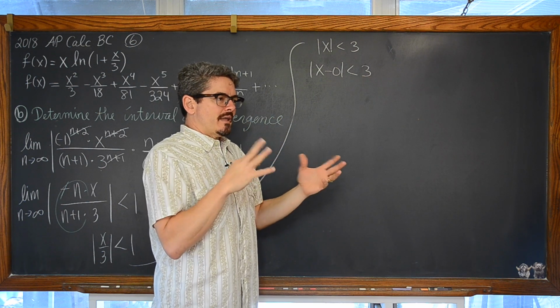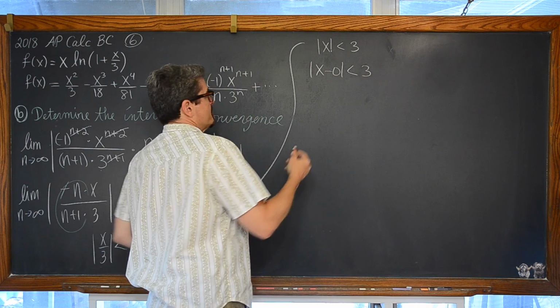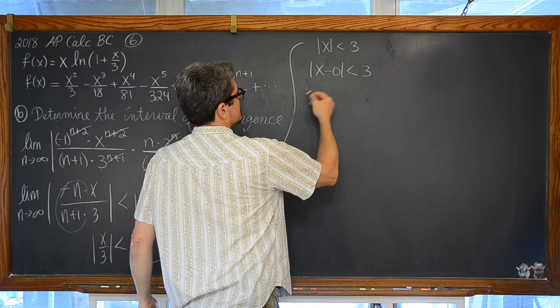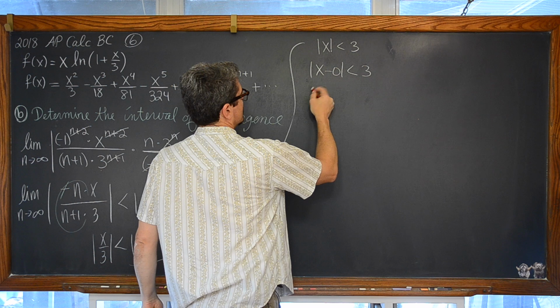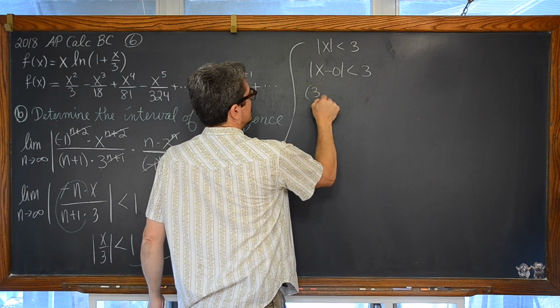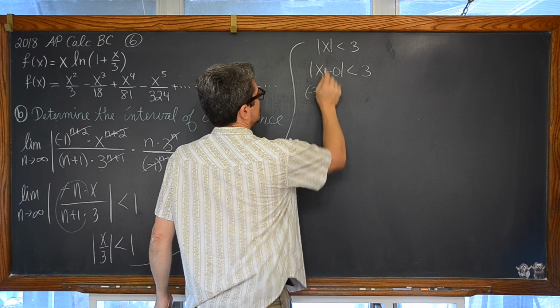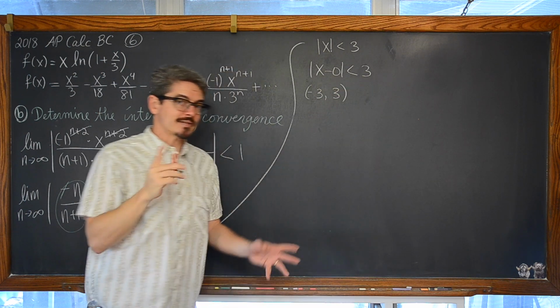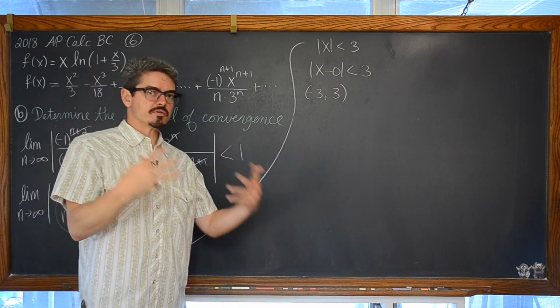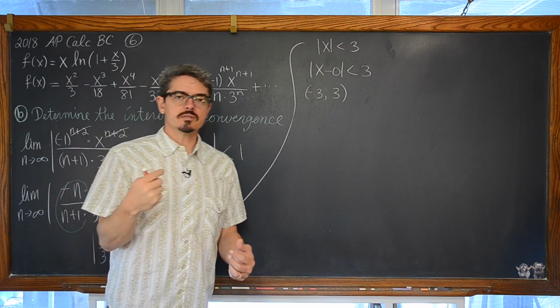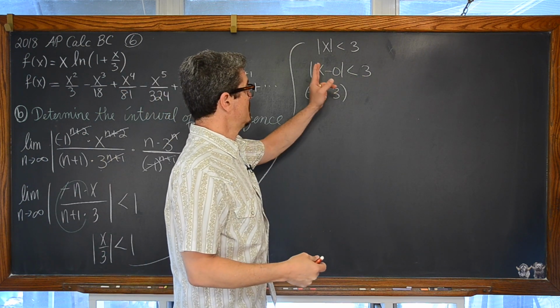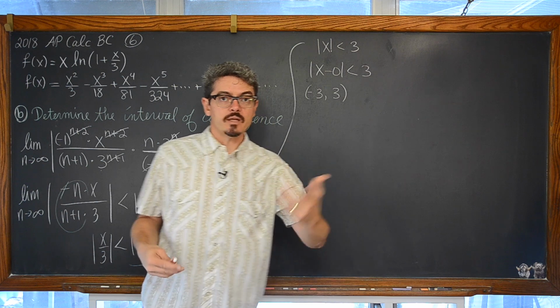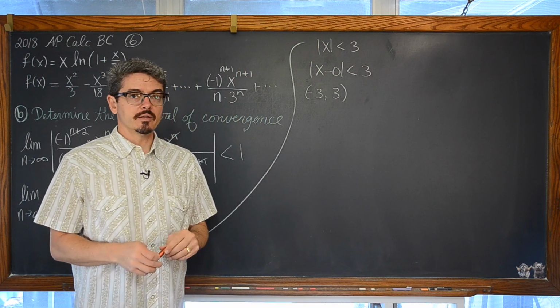So our, I can't call it an interval of convergence yet because we haven't tested the endpoints, but we have so far an open interval of negative 3 to 3. Now that's not an interval of convergence, but we're almost there. Now all we have to do is test the endpoints. We have a center of convergence of 0 and a radius of convergence of 3.